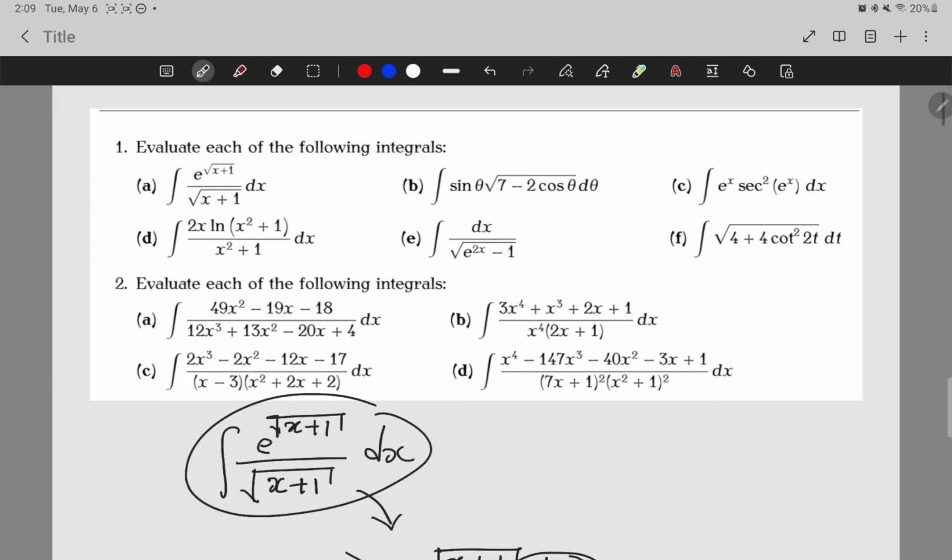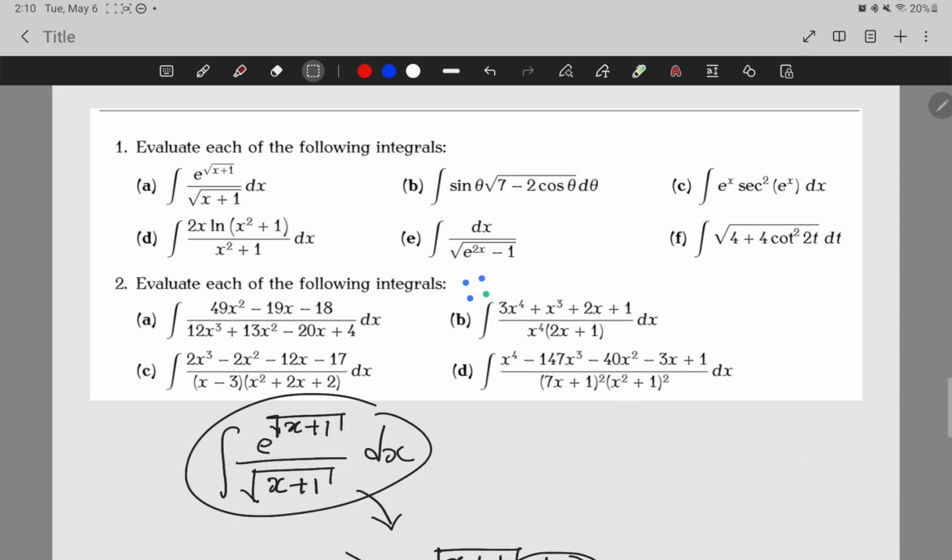Let's look at that last one there. Looks interesting, but not the last one, we'll do d here: the integral of 2x ln(x squared plus 1) over x squared plus 1 dx.